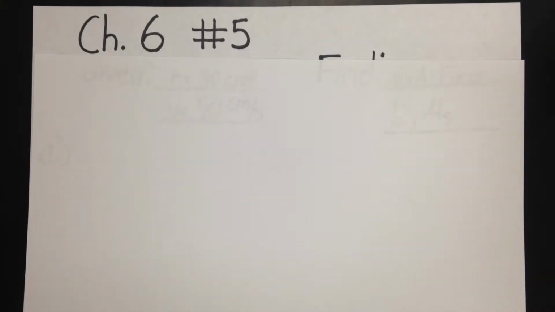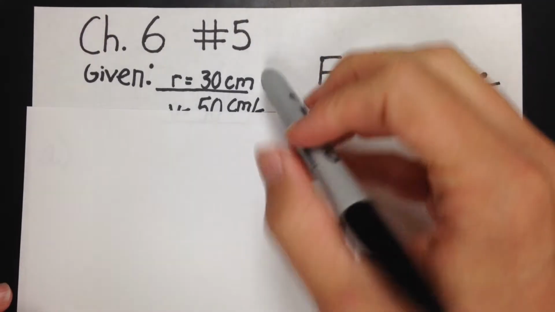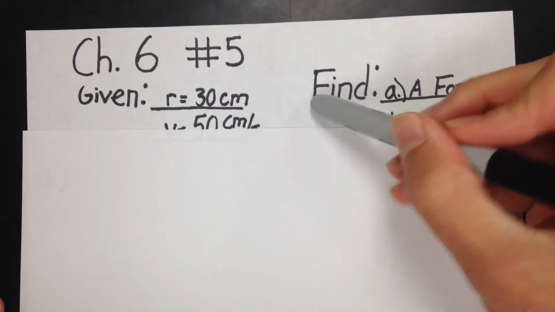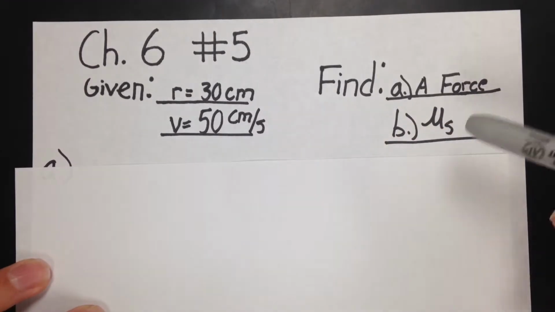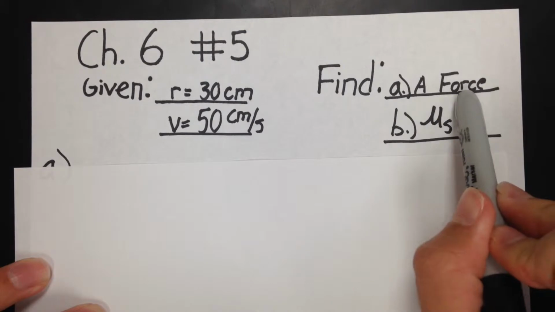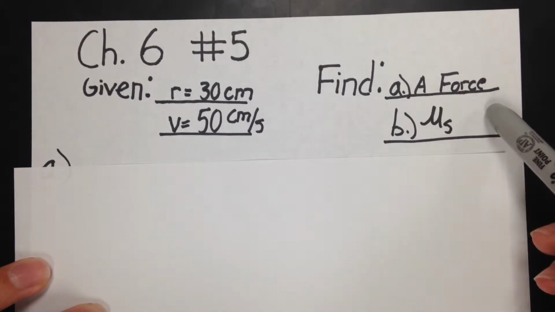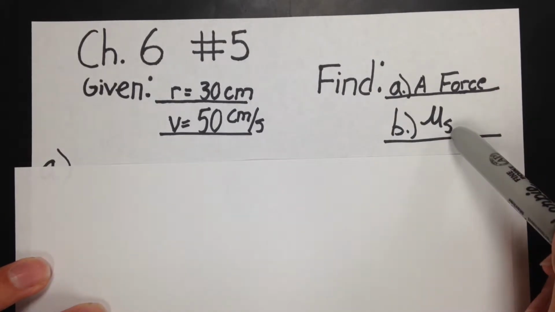Alright, so for chapter 6, number 5, we're first given that the radius, or how far it is from the center of the turntable, is 30 centimeters. And we know that the velocity of the turntable is going to be 50 centimeters per second. And then in part A, it wants us to find the centripetal force, or the acceleration that makes it so it's going to stay on the turntable. And then for part B, it wants us to find the coefficient of static friction.